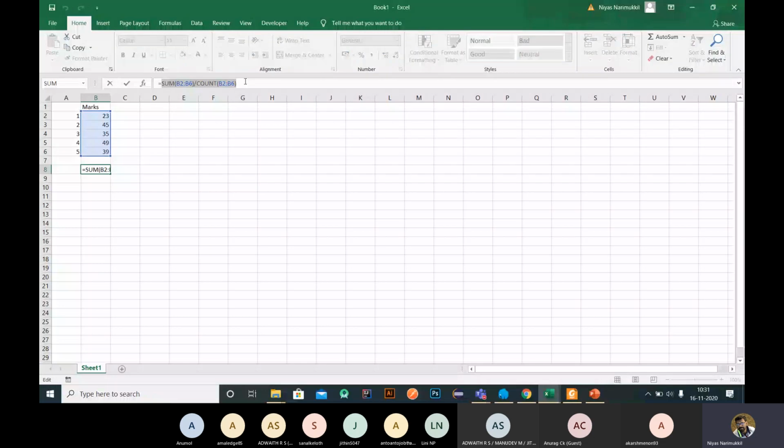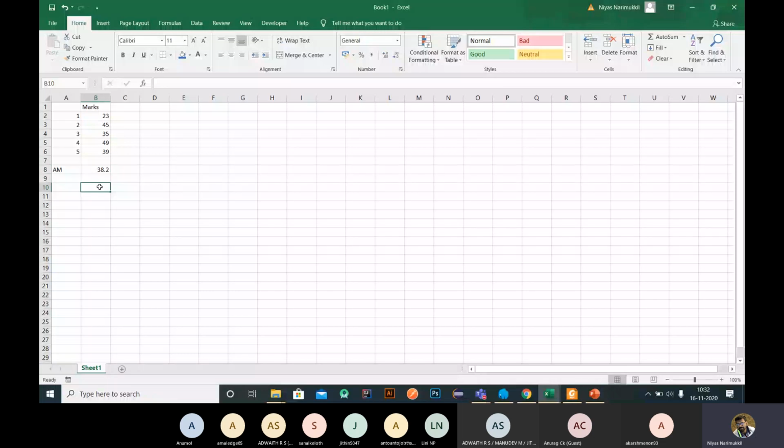Okay, equal to, then which of the formulas are we going to apply? So here, sum and count are the other two formulas I just used to get the average. So we are getting the average, or arithmetic mean, as 32.38.2 for this example, right?